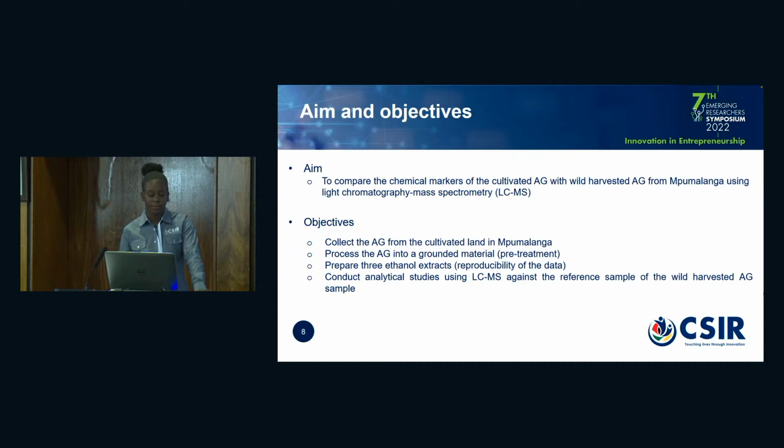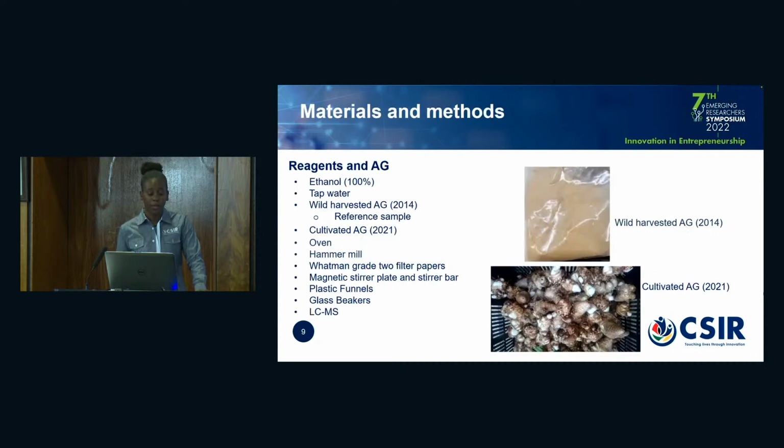The materials that were used were 100% ethanol, tap water, wild harvested ginger, cultivated ginger, and the equipment were an oven, a hammer mill, Whatman grade 2 filter paper, magnetic stirrer and magnetic stirrer bars, plastic funnels, glass beakers, and the LCMS equipment machine.